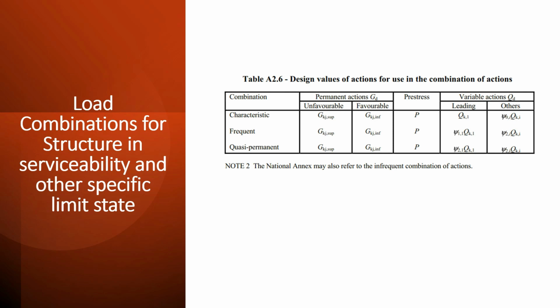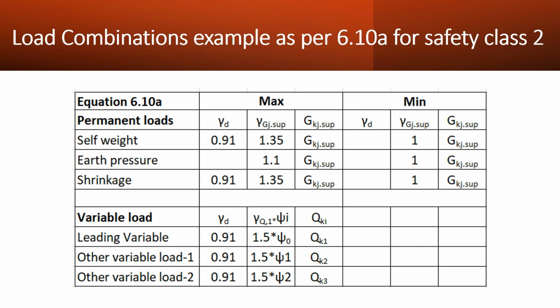So here you can also see the Eurocode. In Eurocode they have also written that the next version may also refer to the infrequent combination of the action. That means there might be some changes in the coefficient values in the next version also. So now here I have given just one example of how you have to use the load combination values. For example, I have taken safety class 2, so I have made these load coefficient values for safety class 2. As per the Swedish national annex, for safety class 2, the gamma D coefficient is 0.91. So here I have mentioned safety coefficient 0.91, right?